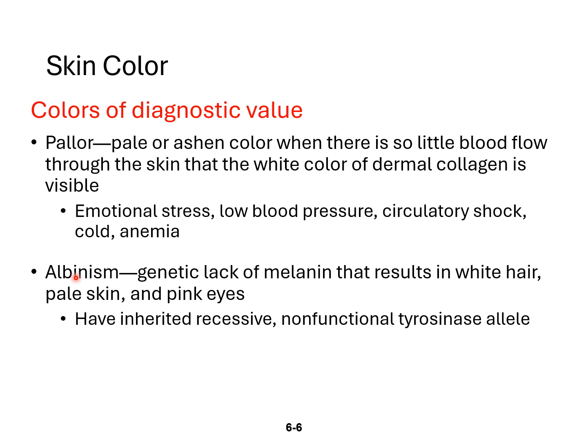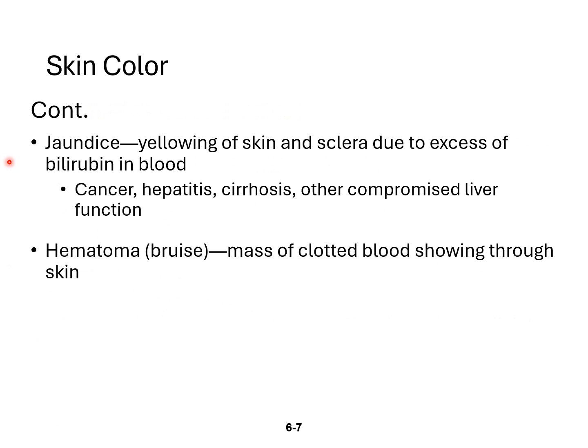Albinism is then going to be the genetic lack of melanin, which results in white hair, pale skin, and pink eyes. And this is going to be inherited and it's recessive. So these two can be similar, but you should be able to tell the difference. Then there's jaundice. This is going to be the yellowing of the skin and sclera due to excess bilirubin in the blood. Cancer, hepatitis, cirrhosis, and other compromised liver function can cause jaundice.